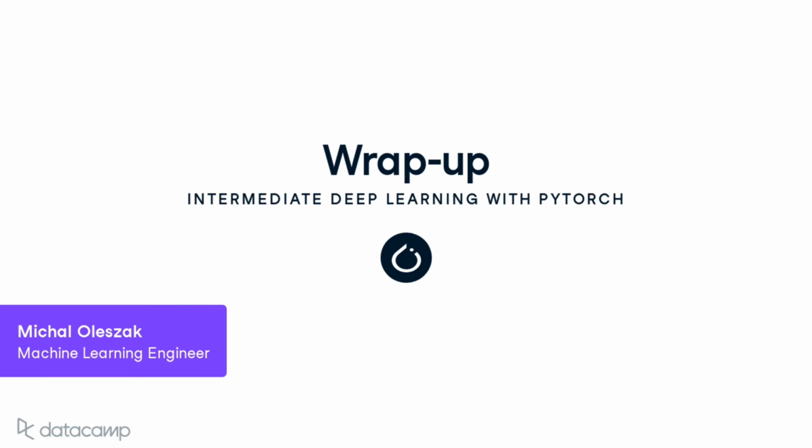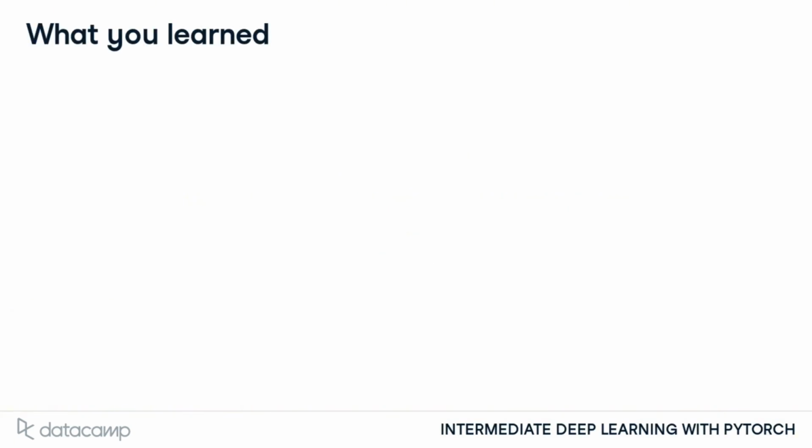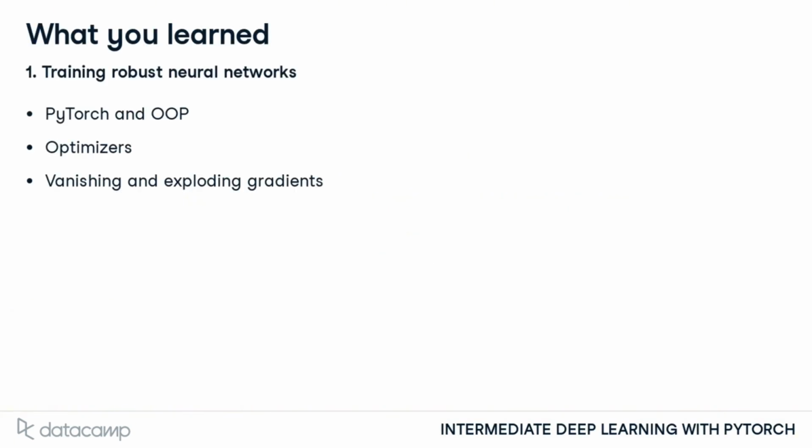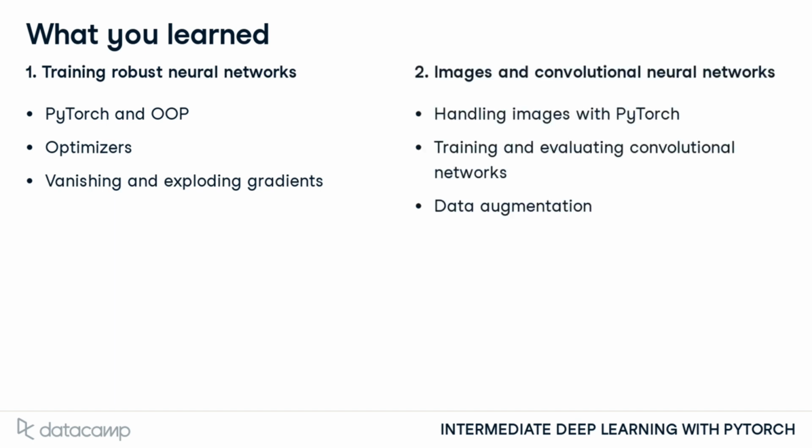Congratulations on completing the course! In Chapter 1, we discussed object-oriented programming and how it's used to construct PyTorch datasets and models. You also learned about different optimizers and how to combat the problems of vanishing and exploding gradients using weight initialization, activation functions, and batch normalization. In Chapter 2, you learned to handle images in PyTorch to train and evaluate image classifying convolutional neural networks. You also augmented the image data to improve the classification results.